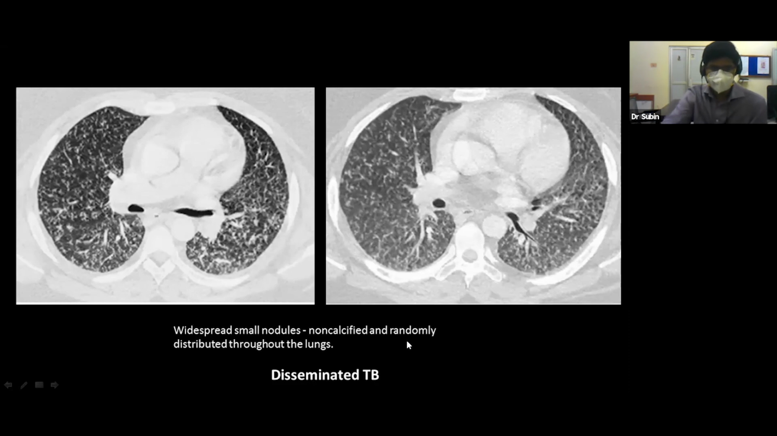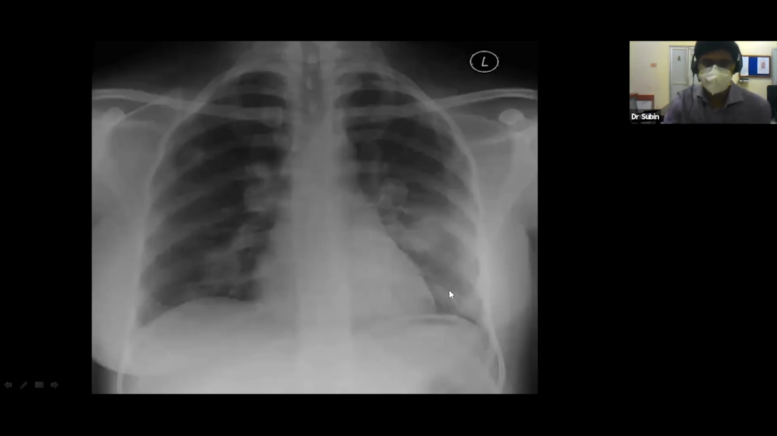All right, so this again is disseminated TB. You can see multiple nodules everywhere. I told you that miliary is a more random distribution. It will be seen almost everywhere. Non-calcified, randomly distributed throughout the lung. That is disseminated TB. All right, this one. This is also a very tricky, nice case.